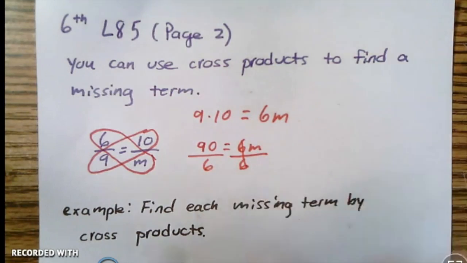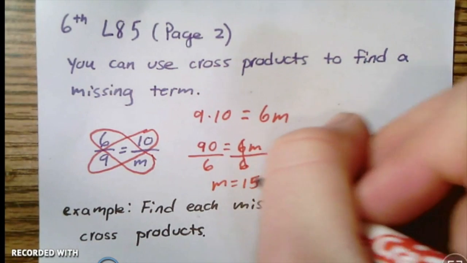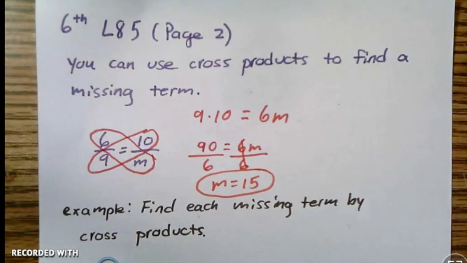And so 90 divided by 6 is 15. And that is my answer. That's what my missing one is.